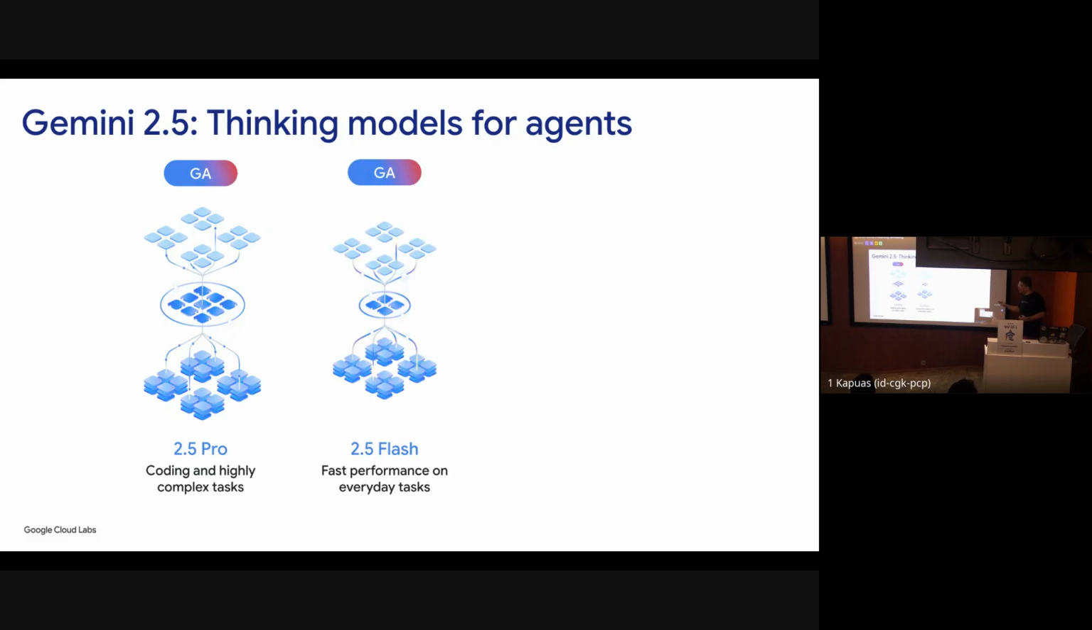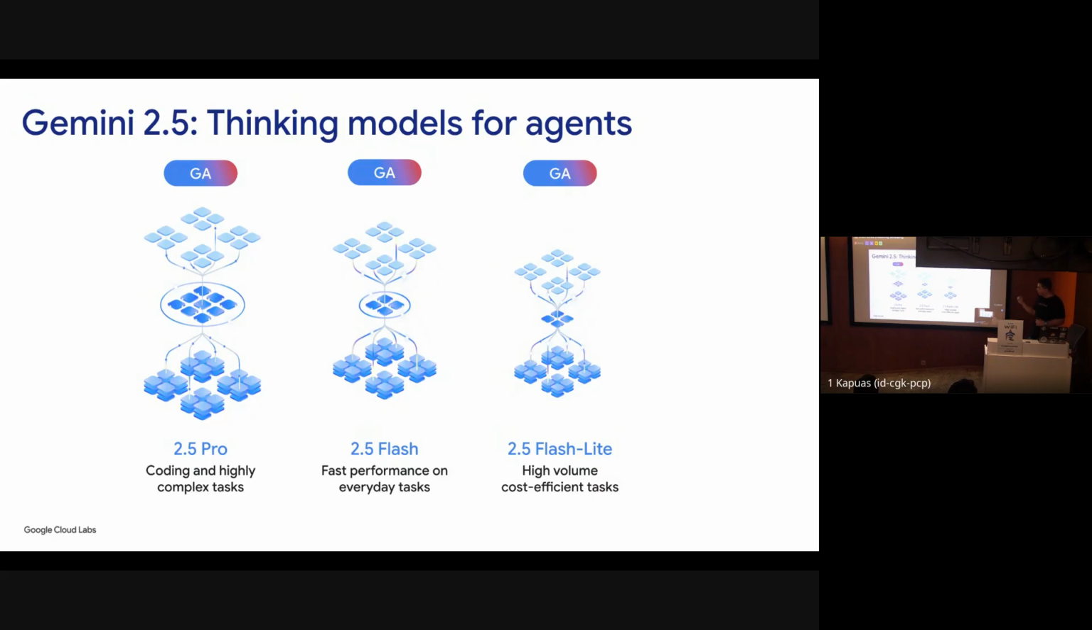We also have the Flash model for speed on everyday tasks. And actually, my advice to you is, as you think about building agents, start with the Flash model, because the Flash model is incredibly capable. It's actually quite fast, and it's quite cost efficient too. But we can optimize even further, and we have a model called Flash Lite, which is super fast. Its latency is incredibly low, and it's great when you've got to handle tasks at scale or you have real cost sensitivities.